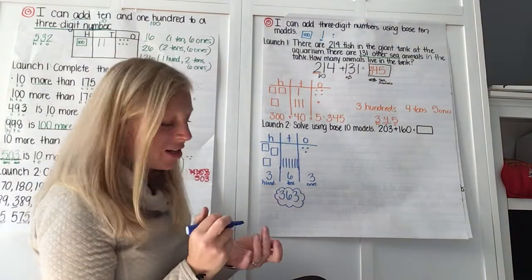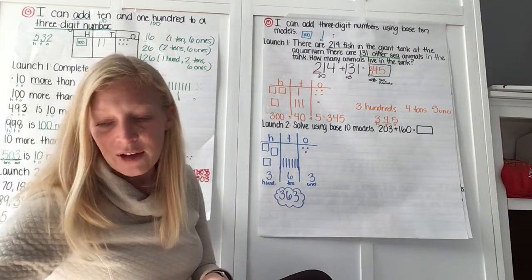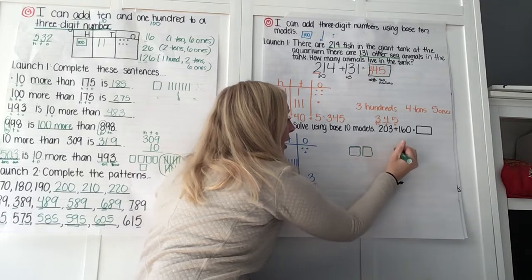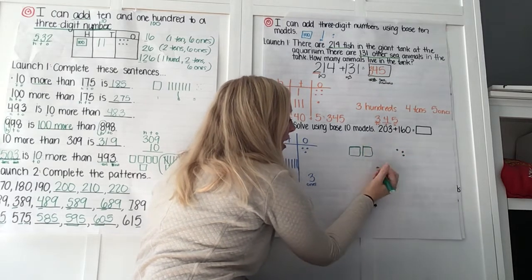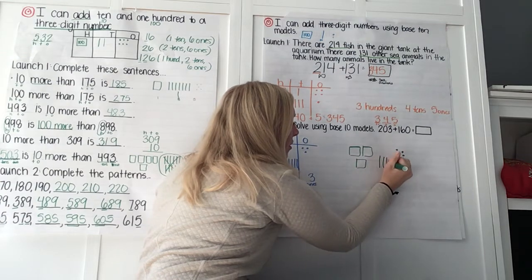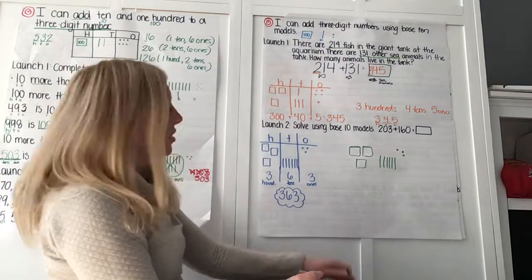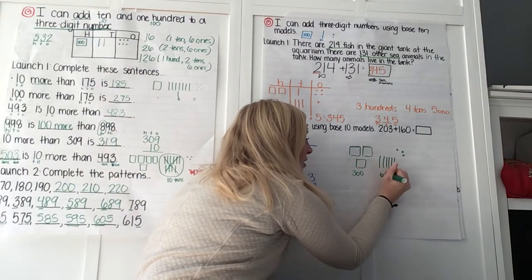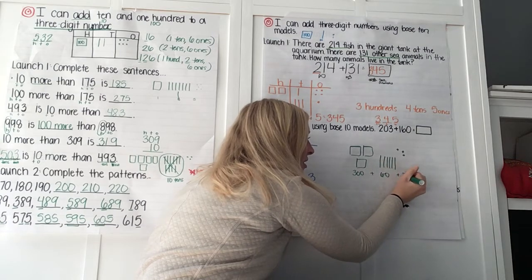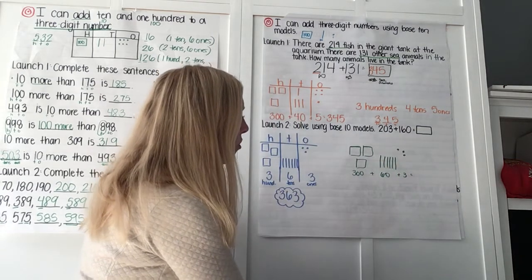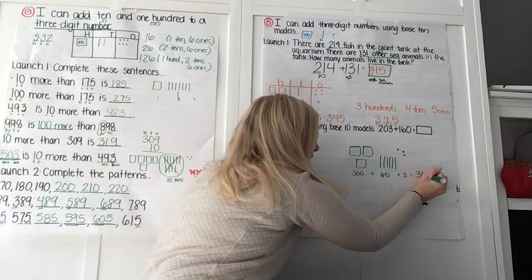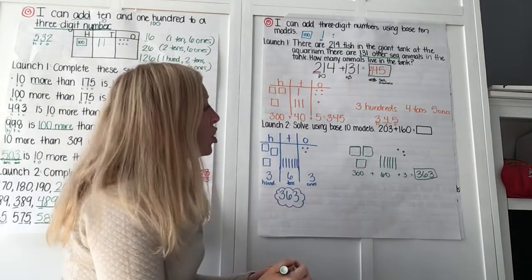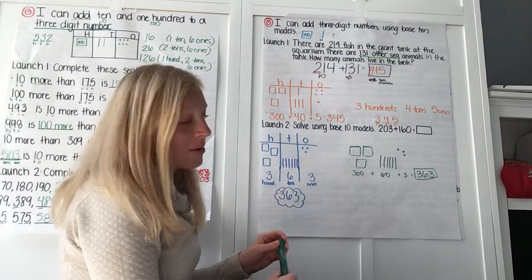Okay, another friend did it a little different way. How did you show your work? Still using base 10 blocks. Okay, still doing that. Didn't sort them, right? Didn't use that chart, but what did you notice? There's 360 in your tens and 3 in your ones. And what number did that equal? 363. So what is the sum of 203 plus 160?